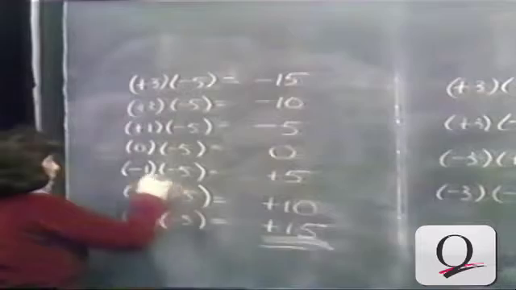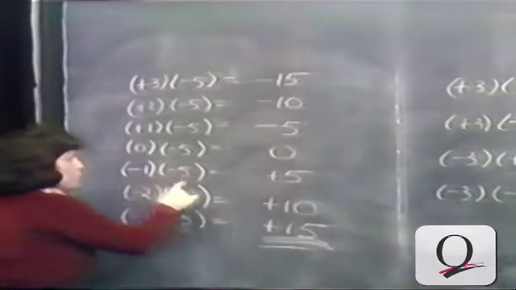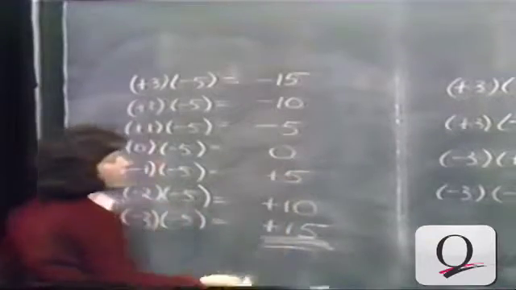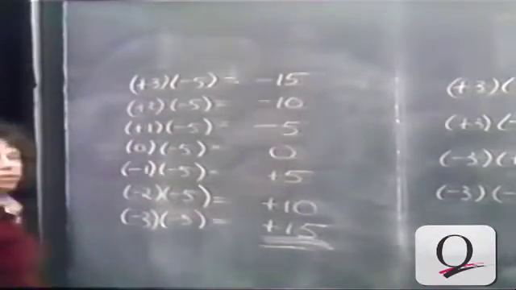The hard thing to understand is why a negative number times a negative number should give you a positive answer. But if you look at this pattern that we've set up here, it's the only logical possibility.